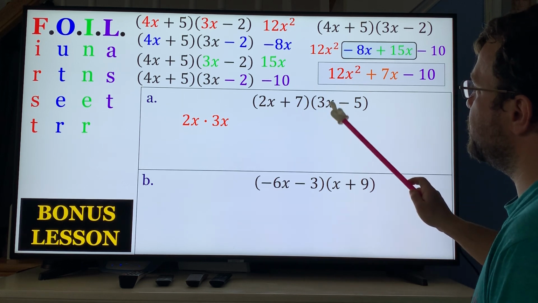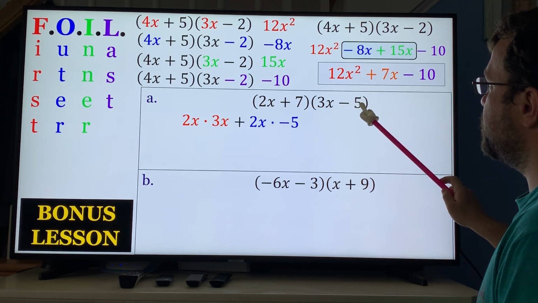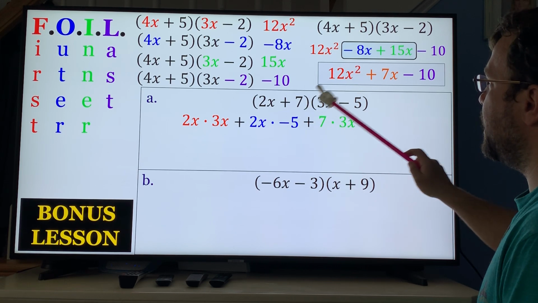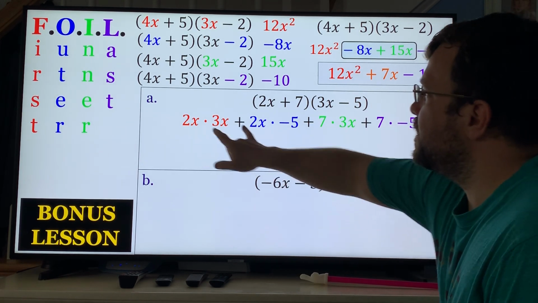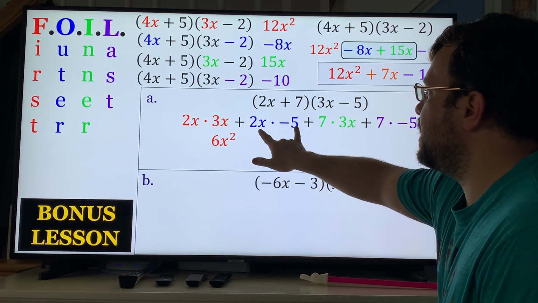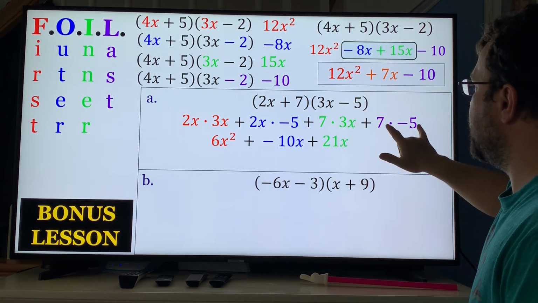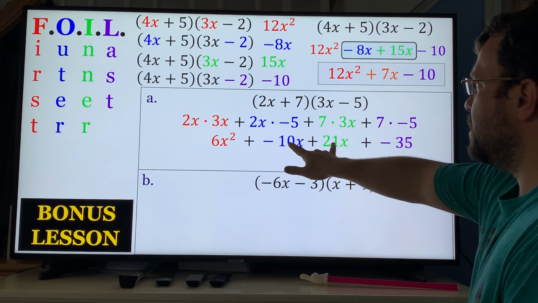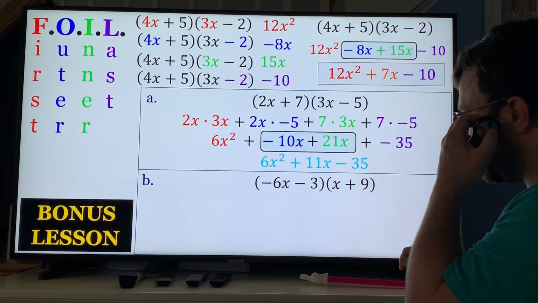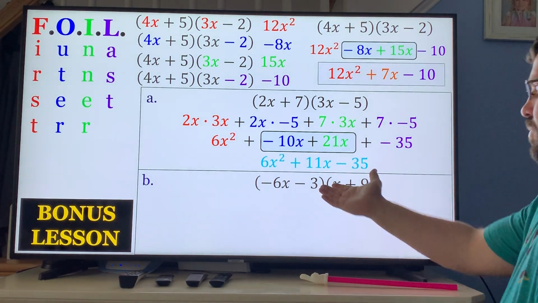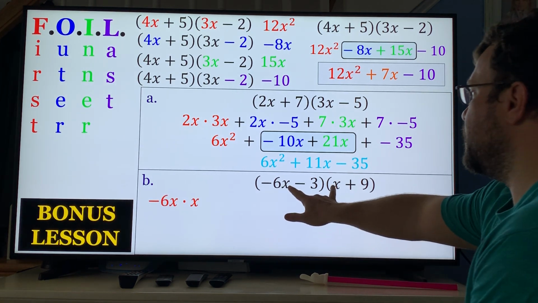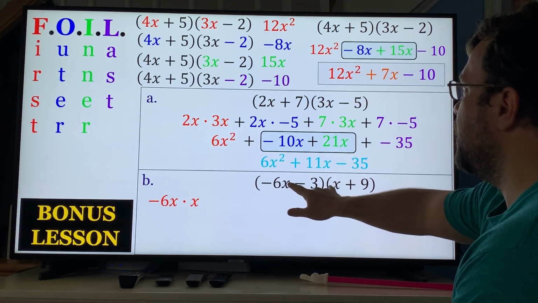All right, going over these in my bonus lesson. First is 2x times 3x. Outer, 2x times negative 5. Inner, 7 times 3x. Last, 7 times negative 5. That gives 6x squared, negative 10x, 21x, and negative 35. The inside things are the ones you combine. 21 minus 10 is 11x. And there's your answer. See? Now problem B. All right, let's look. Negative 6 times x first. All right. Outer.